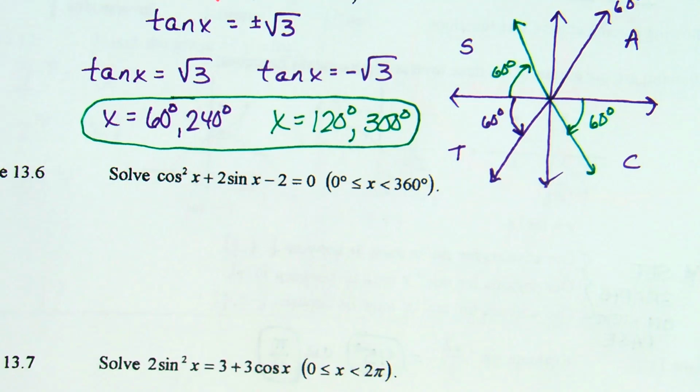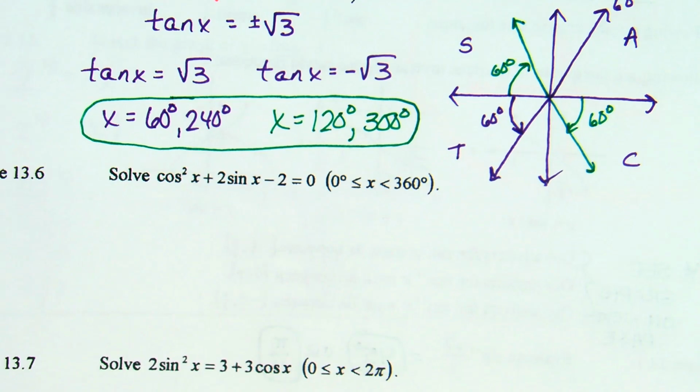Okay. Did you guys happen to try and look at the next one? I'm not going to go that ugly. Okay, we have cosine squared x plus 2 sine x minus 2 equals 0. Now, that's not a doubling identity, as if it said sine of 2x. This is 2 times sine of x. So there's a big difference there. 2 times sine of x is much nicer. Okay? It's just a regular sine x multiplied by 2.